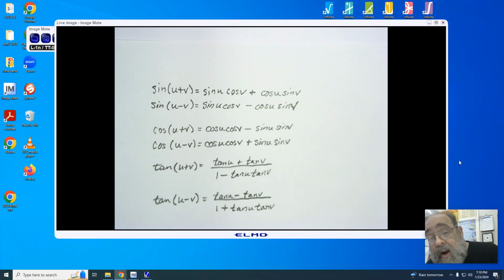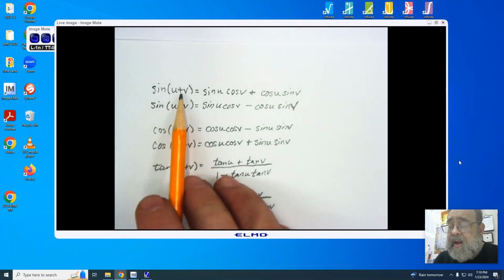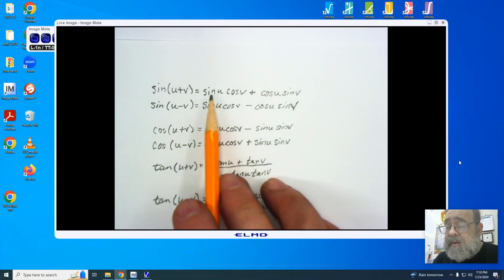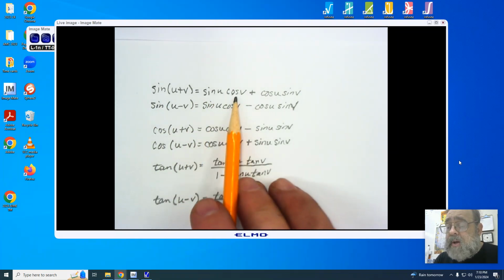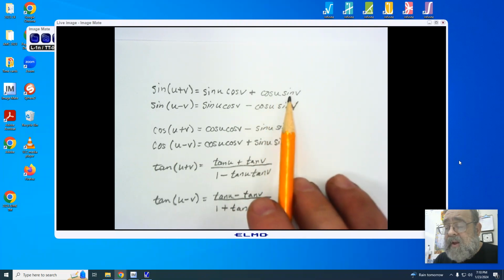I personally find that the identities are okay, but they do tend with cosine to give us complex fractions. That means that we have a fraction over a fraction, and we have to get rid of some radicals or issues with rational and irrational values. So just be aware. The formula has u plus v, and I've made sure that I have it arranged so that the sine of u comes first: sine u cosine v plus cosine u sine v.